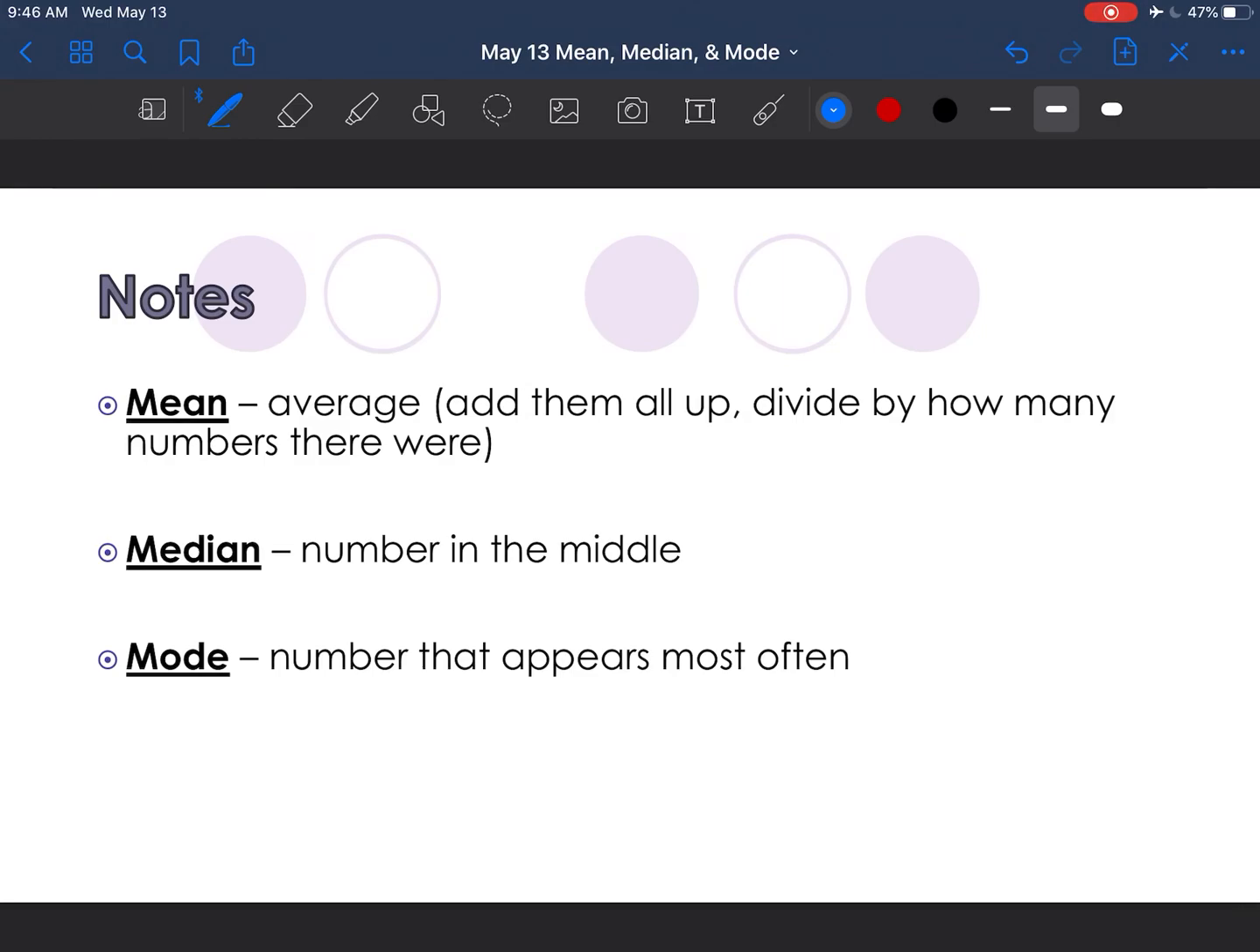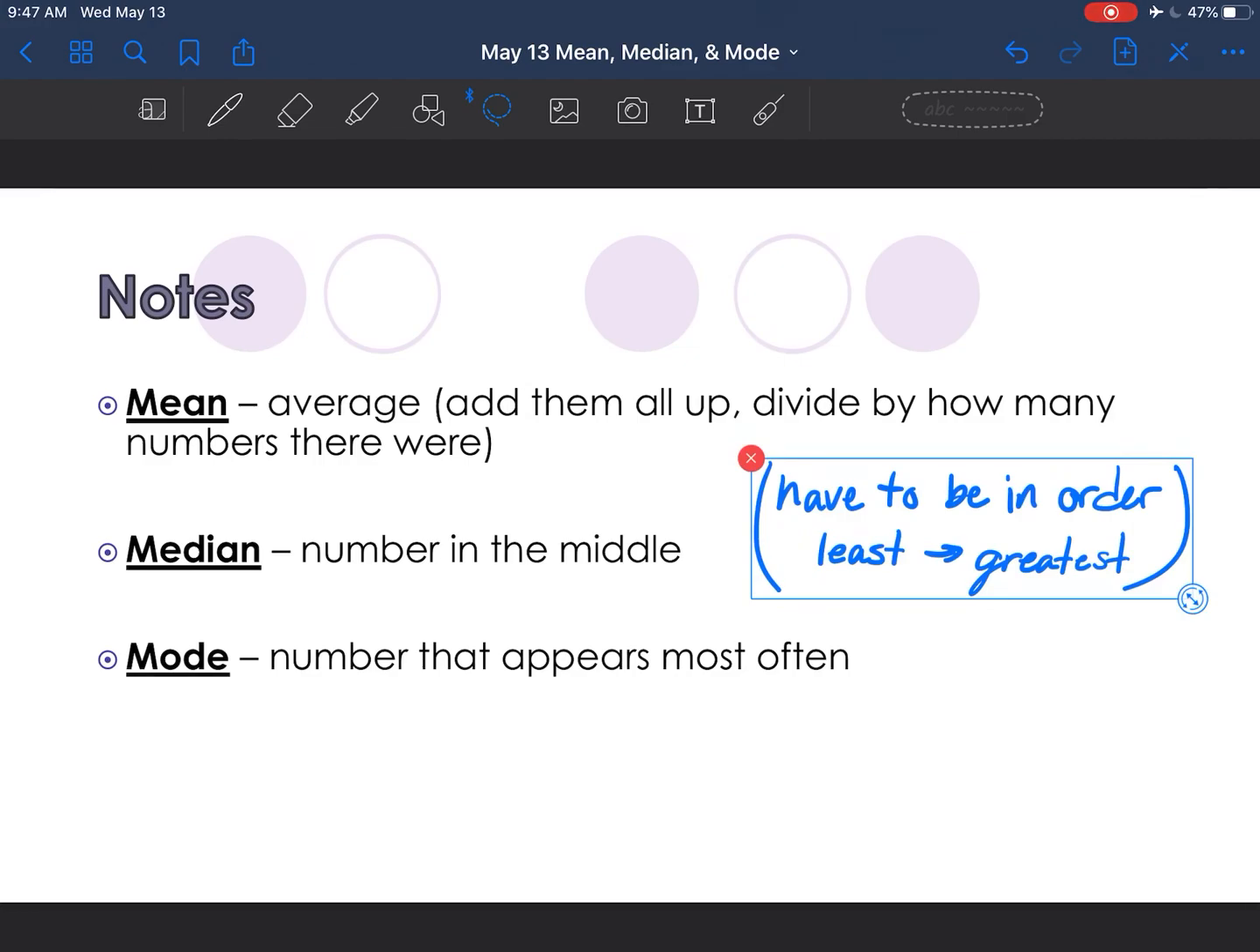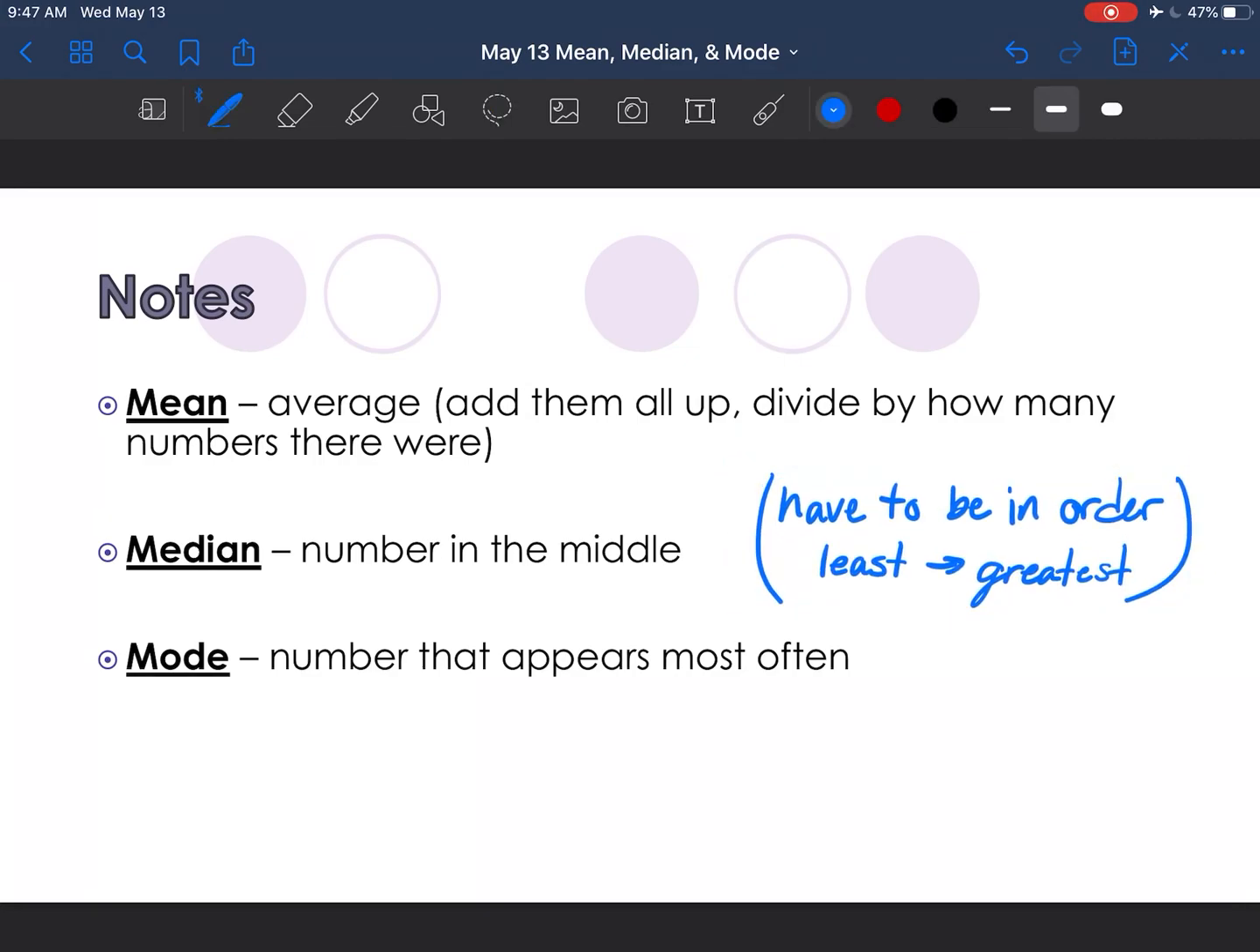The median is going to be the number that's in the middle. They have to be in order from least to greatest first, though, so make sure that you do that before finding the median. Then you can find the number in the middle. Then the mode is the number that appears the most often. So I just say the mode is the most. Focus on that word.